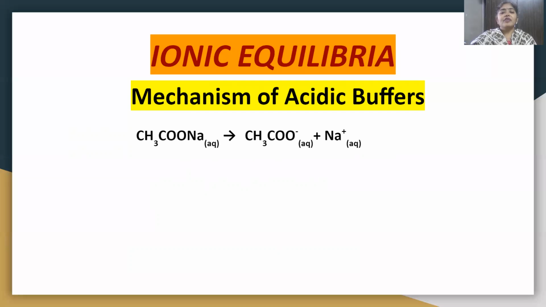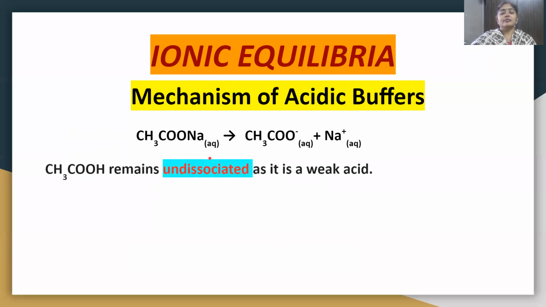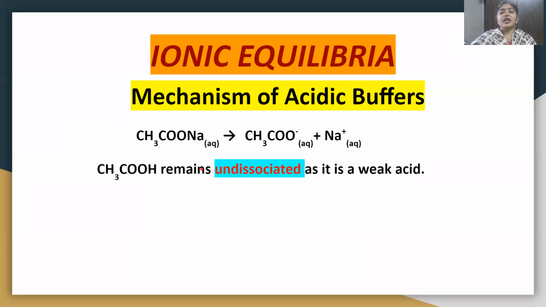Now we have taken the salt sodium acetate. It is a salt, which means salts are usually strong electrolytes, so it will dissociate completely, or ionize completely, to form acetate ions and sodium ions. On the other hand, along with the salt, we have also taken a weak acid like acetic acid. Acetic acid, being a weak acid, will remain undissociated. It will not undergo dissociation, so it will remain as acetic acid only.